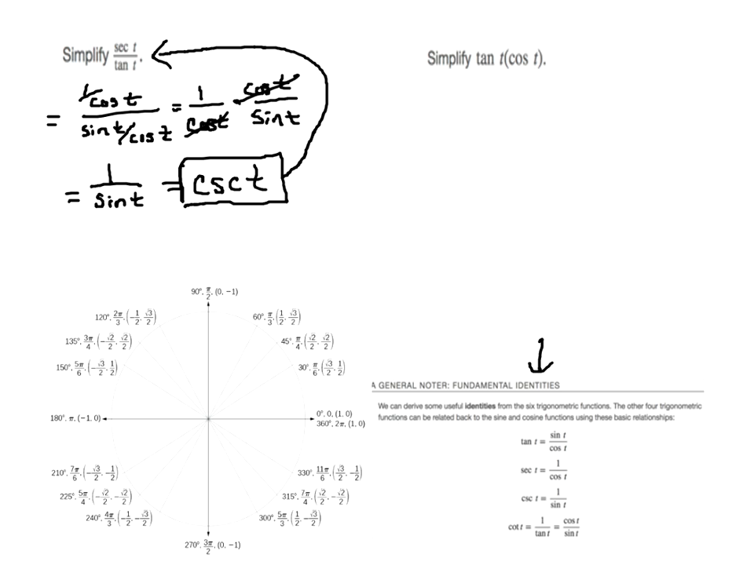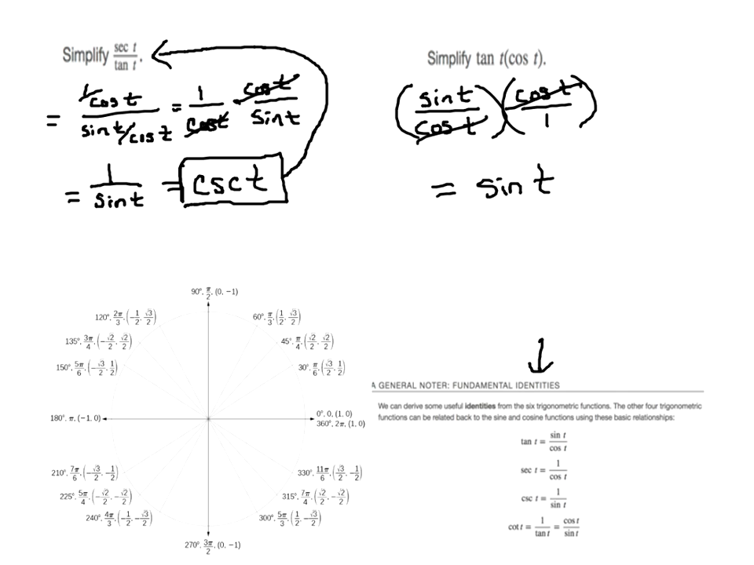We've just given it as one single trig function. Okay, so this next one says the tangent of t times the cosine of t. Well, the tangent of t is the same thing as the sine of t divided by the cosine of t. And I'm multiplying that by the cosine of t, and I'll just put that over 1. My cosines divide out, and this is the same exact thing as the sine of t.